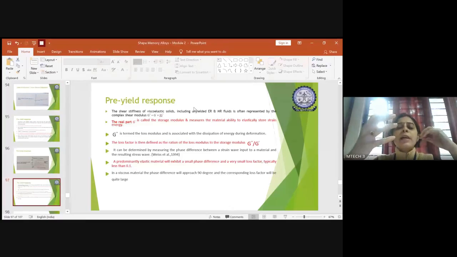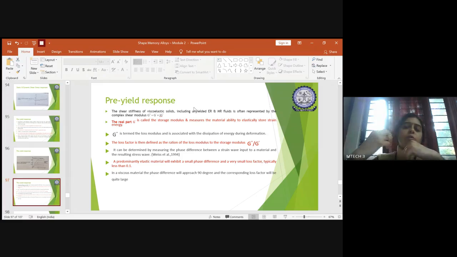Now they are comparing the ER and MR fluid with respect to viscoelastic solids because the nature of analysis of the yield stress in case of smart fluids, they are telling that it is similar to that of the viscoelastic solid nature. So, if they compare the ER fluids with viscoelastic solid nature, then they should justify what about the shear stiffness in case of viscoelastic solids. For that purpose, they informed that the shear stiffness in case of viscoelastic solids will include the unyielded value.